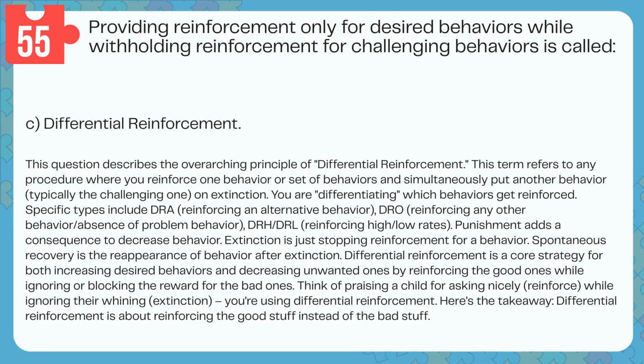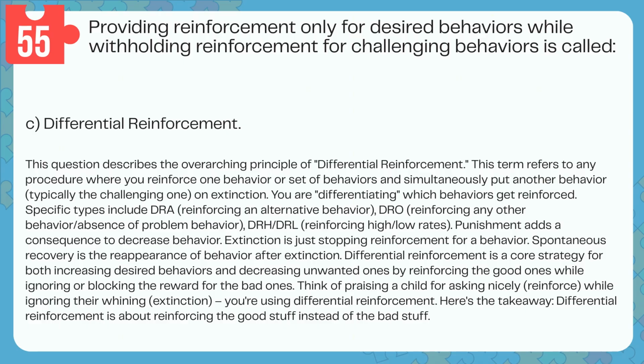Answer: C. Differential reinforcement. This question describes the overarching principle of differential reinforcement. This term refers to any procedure where you reinforce one behavior or set of behaviors and simultaneously put another behavior, typically the challenging one, on extinction. You are differentiating which behaviors get reinforced. Specific types include DRA, reinforcing an alternative behavior; DRO, reinforcing any other behavior / absence of problem behavior; DRH/DRL, reinforcing high / low rates.